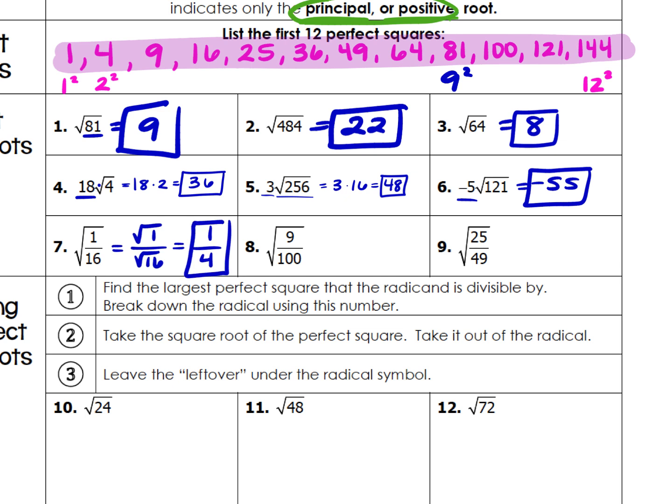Okay. So what would number 8 be? The square root of 9/100. 3/10. The square root of 9 is 3. So square root of 9 over the square root of 100 is 3/10. Okay. Any questions on that process? Okay. If you really want number 9, what's the answer to number 9?